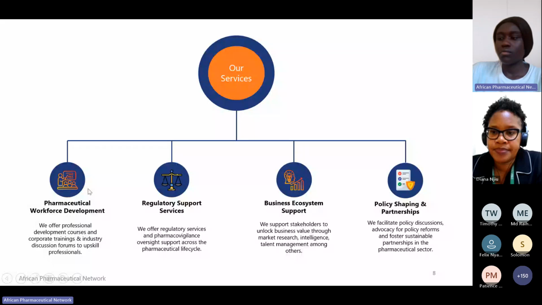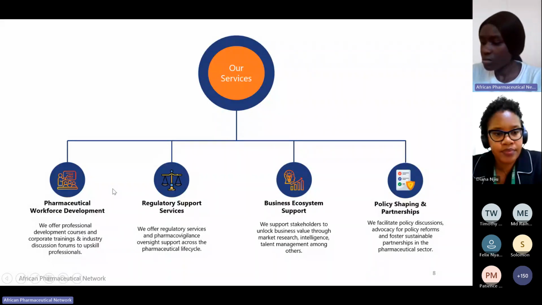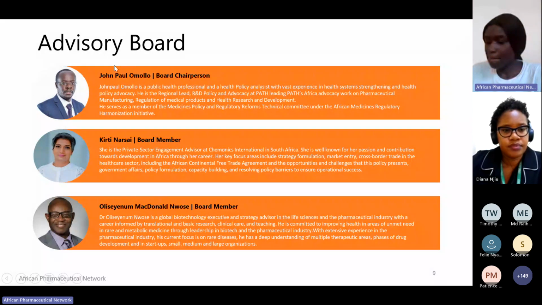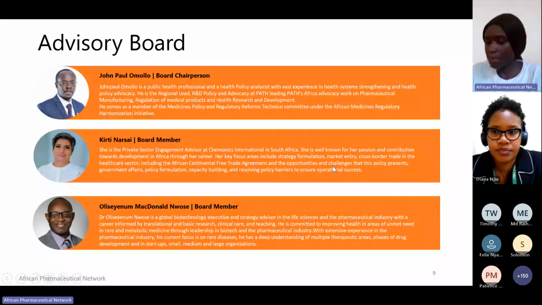So who do we rely on to do what we do? We have an advisory board composed of 3. We have John Paul Omolo, who is a health system strengthening and health policy advocacy specialist. He is currently at Roche. And we have Kirtin Asai, a private sector engagement specialist in South Africa. And then McDonald Noswe, who is in the research, clinical care, and academia space. And John Paul Omolo serves as the board chair.